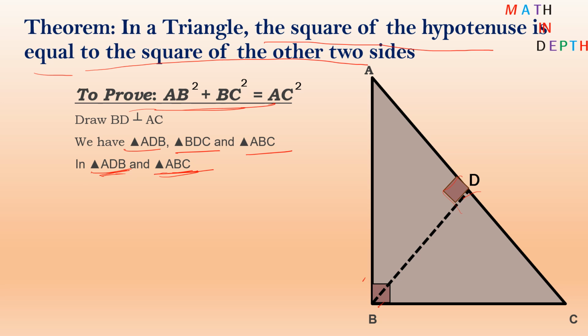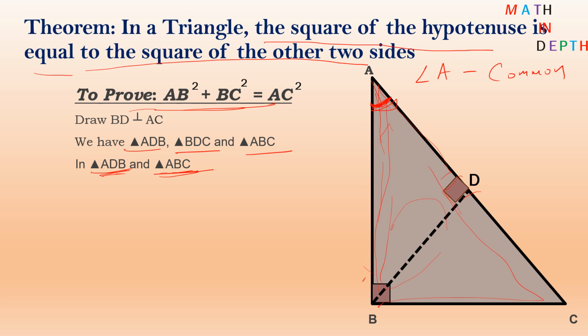Now you see this triangle ADB and triangle ABC. Okay, in these two triangles, angle A is common for both the triangles, in triangle ADB and in triangle ABC also. So angle A is a common angle.